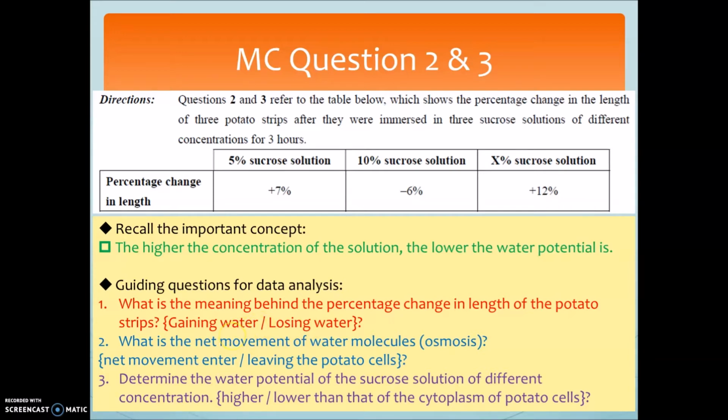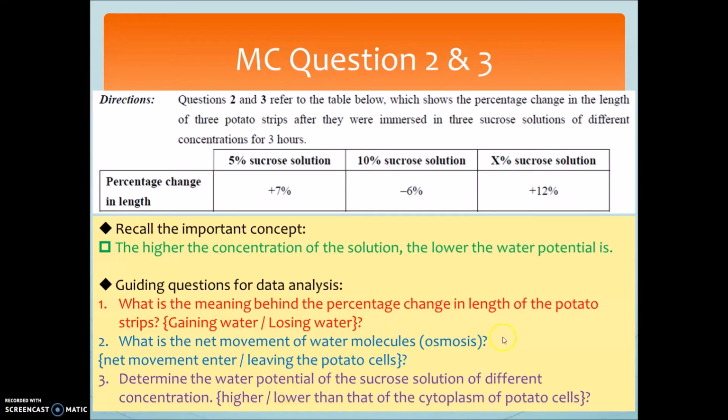Once you know water gain or water loss, what should be the net movement of water molecules? That means the osmosis: the net movement of water molecules entering the cell or leaving the potato cells. You need to know it. Question 2 follows question 1. Once you know there is water gain, you should know there should be a net movement of water molecules entering the potato cells. And if there is water loss, there should be a net movement of water molecules leaving the potato cells.